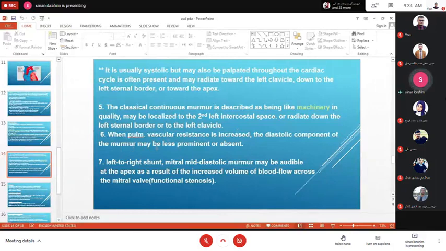When pulmonary vascular resistance increases, the diastolic component of the murmur may be less prominent or absent, and this may cause a loud second heart sound. We call it the loud P2. This indicates the patient is starting to develop pulmonary hypertension. With left to right shunt, a mitral diastolic murmur may also be audible at the apex as a result of increased volume of blood flow across the mitral valve.